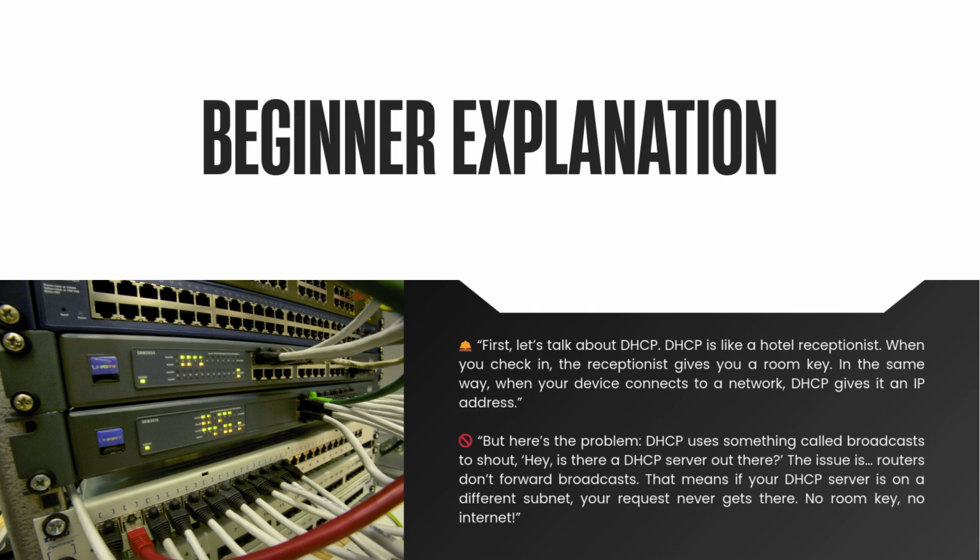But here's the problem. DHCP uses something called broadcasts to shout, "Hey, is there a DHCP server out there?" The issue is, routers don't forward broadcasts. That means if your DHCP server is on a different subnet, your request never gets there. No room key, no internet.